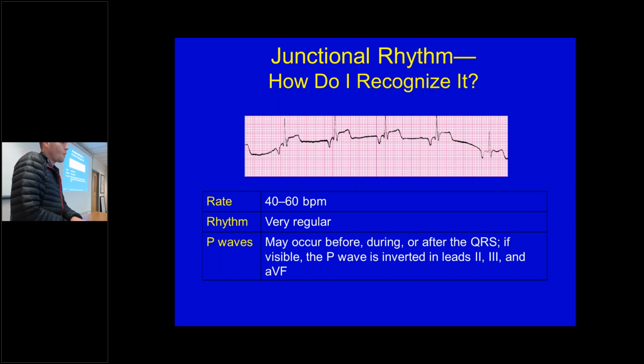Would that be ST elevation on that one as well? Yep, there's definite ST elevation. These are settings where you're going to have junctional rhythms and junctional escape beats, because these are times when the AV node has to take over, because the SA node is being injured because of ischemia, right? So you'll often see ST abnormalities.